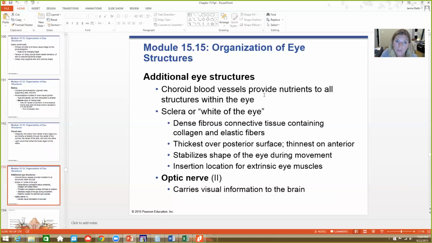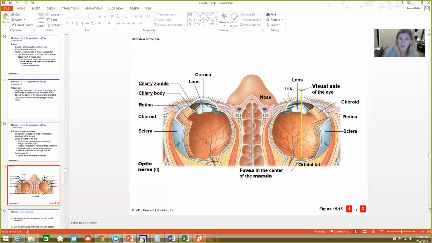The optic nerve is also an eye structure. This is cranial nerve number 2, carrying all the visual information back to the brain. Here you see everything put together. You can see the cornea, you can see the sclera, you can even see some extrinsic eye muscles, the retina, the choroid, that layer just deep to the retina, or I should say superficial to the retina, and then the sclera or fibrous layer on the outside, our lens, the ciliary body, and then of course our optic nerve at the very back of the eye.